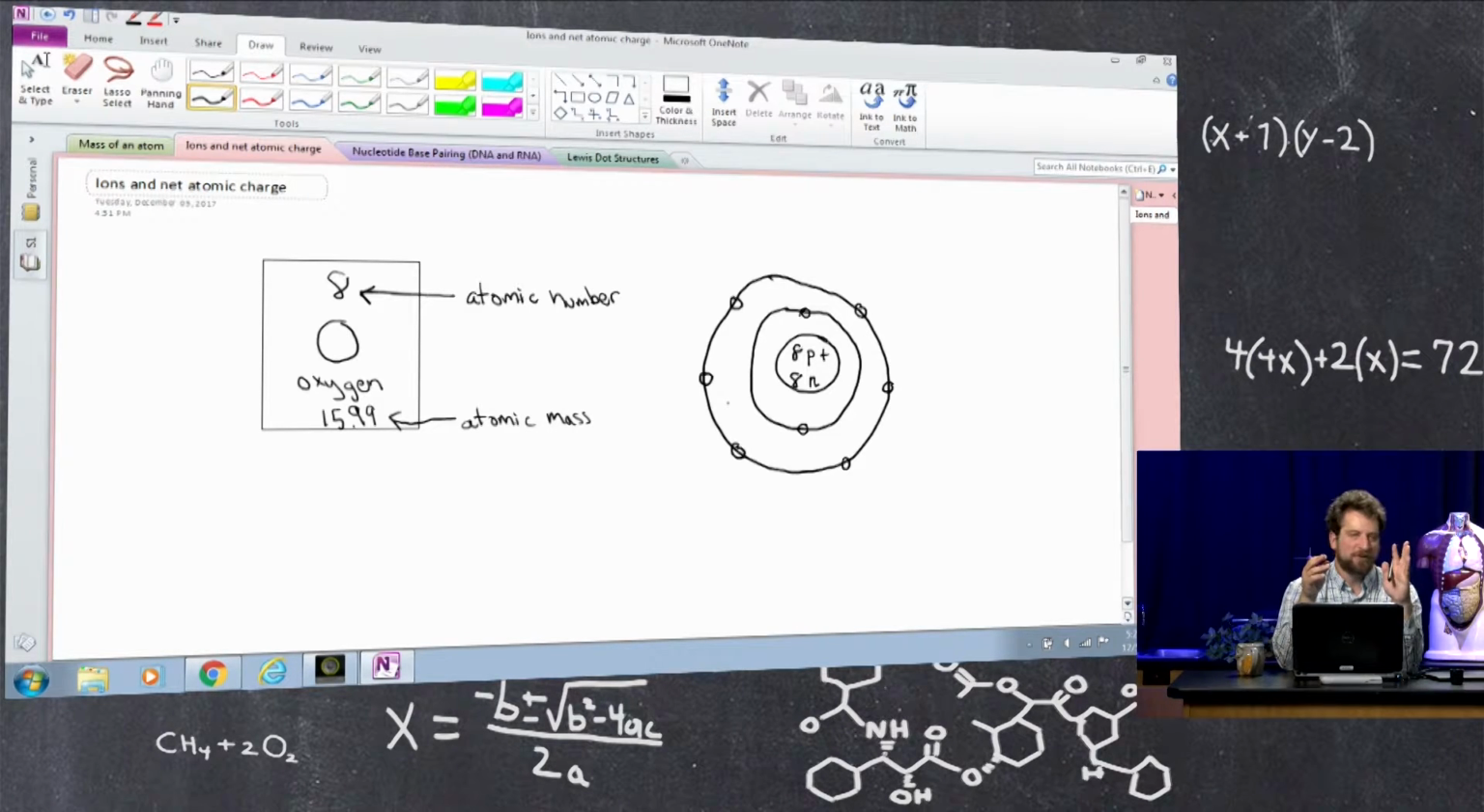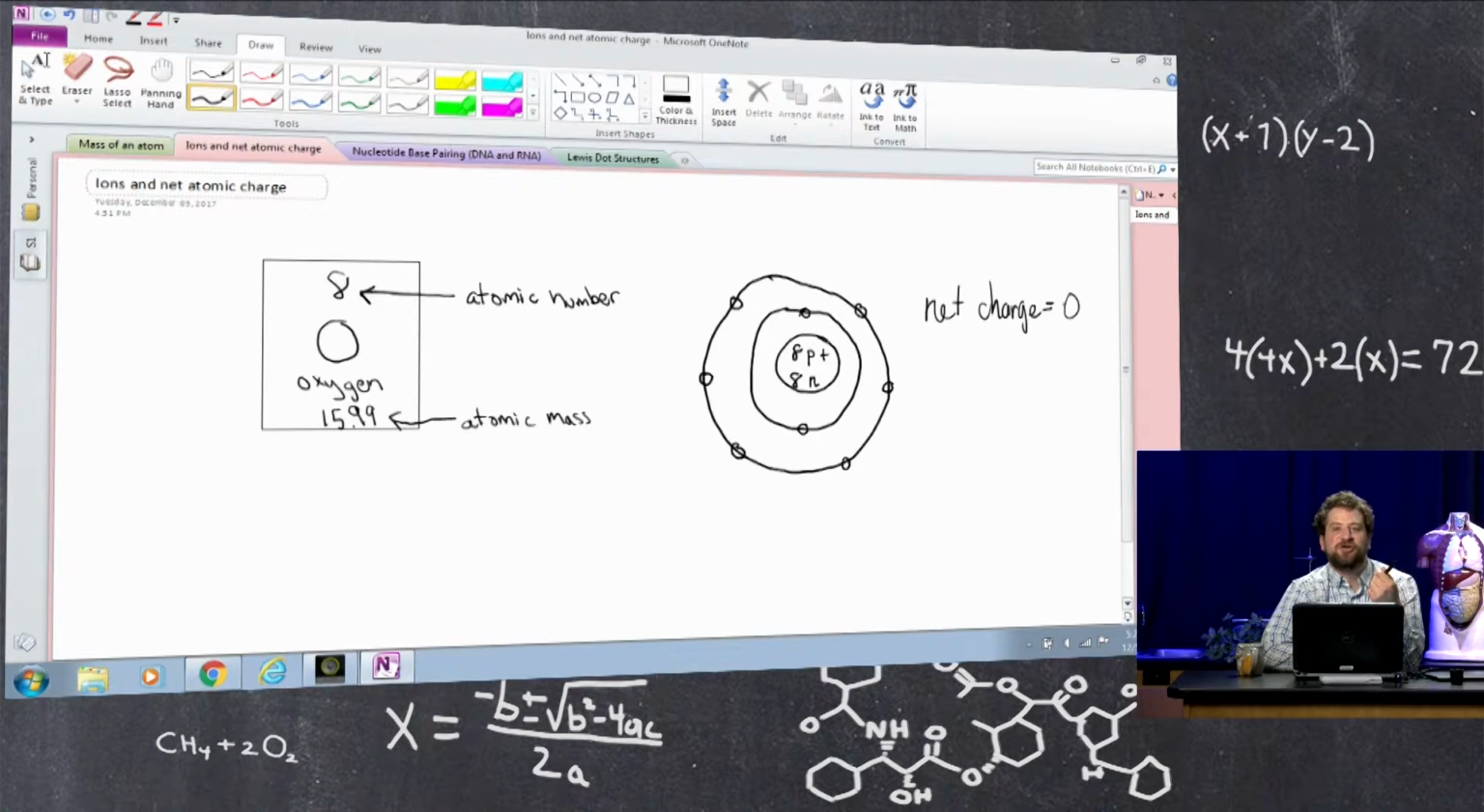In this case, 8 protons, positively charged, and 8 electrons, negatively charged, each cancel each other out, and so the net charge of this oxygen atom is equal to 0. Again, because I have the same number of protons as electrons. They cancel each other out.